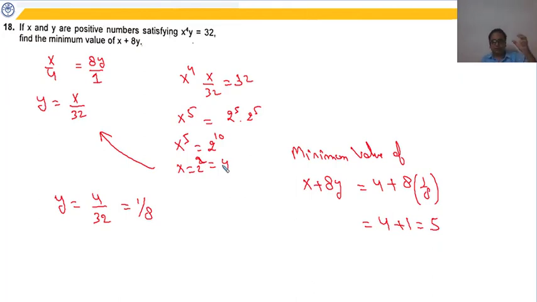One important result: whenever the product is given, he is asking for the sum to be minimum. If the sum is given, he will ask you for the product to be maximum. Indirectly, both of these happen when all the terms are equal.